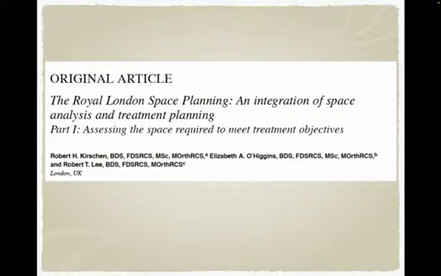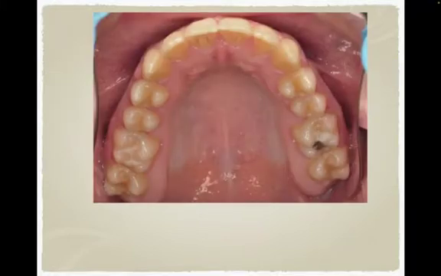The Royal London Space Analysis is the most common one used in the UK, which basically produces this kind of analysis that depends on the most recent evidence that they had at that time. Mainly in this lecture, we're going to discuss how the Royal London Space Analysis is done. But before that, we need to have some definitions to make sure these are clear.